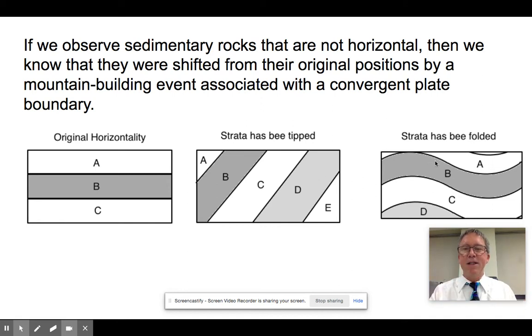Like this here. Well, I know that first there was D, then C, then B, then A, horizontally. Afterwards, an event happened that caused it to fold, because we never see rocks get deposited this way. They get deposited this way. So we know that this folding event must have happened afterwards. If I know rock A is 800 million years old, then I know this folding event happened more recently than that.